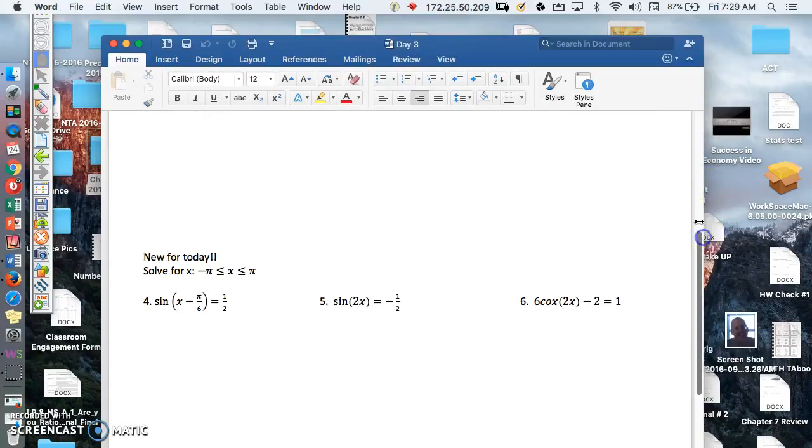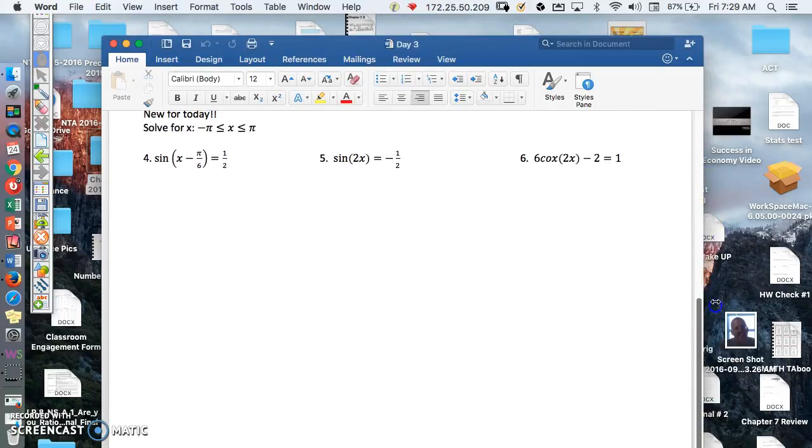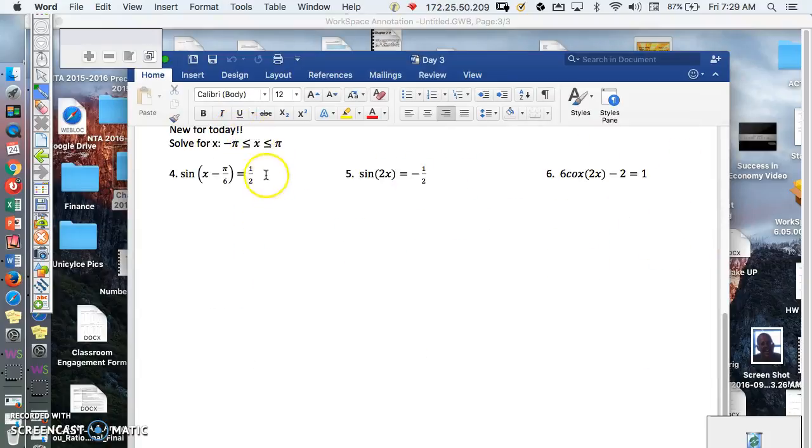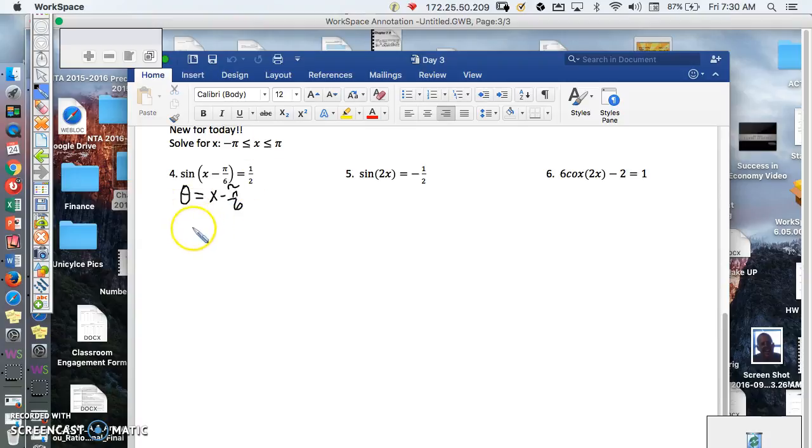Now what's new for today is we're going to take a look at this down here, and we'll notice what our answers again need to be in between negative pi and pi. But what's new is we have sine of x minus pi over 6. So what I'm going to do here is replace that with theta, and I'm going to let theta equal x minus pi over 6. So really, I'm going to say the sine of theta equals half. And this is one we just did up there, so sine of theta is half.